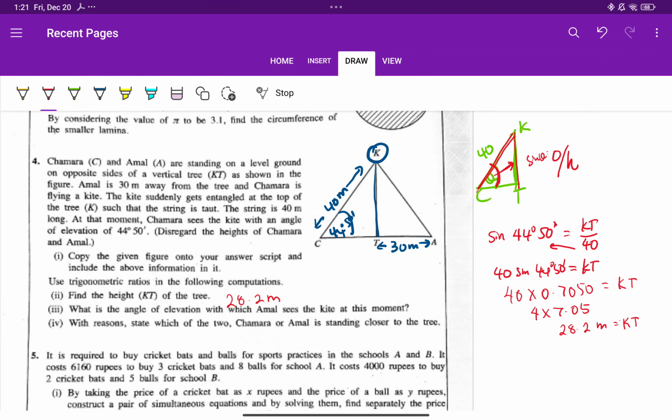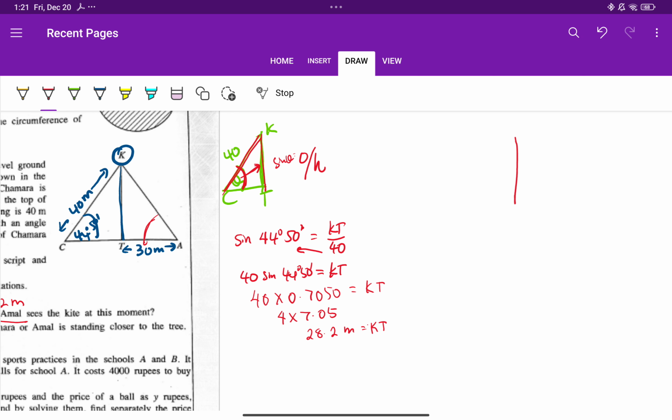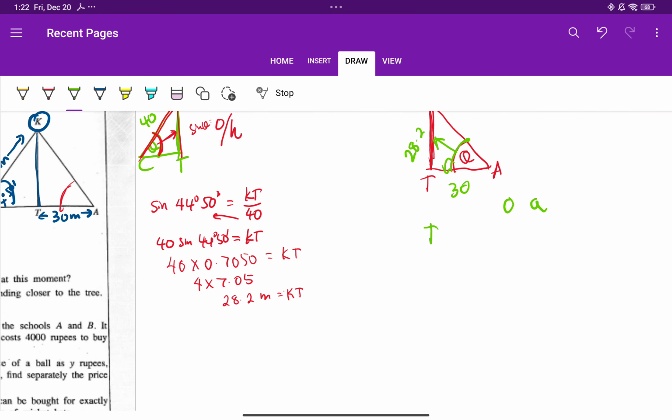And then they are asking us to find the angle of elevation with which Amal sees the kite. Amal's angle of elevation is this. For that I'll need the triangle KAT. We have to find this angle. We know this length now, the height of the tree, 28.2, and we also know this length, 30. Now we can find the angle. With respect to this angle, this is the opposite side and this is the adjacent. Opposite and adjacent are related with the tan ratio. Tan theta is equal to opposite over adjacent.